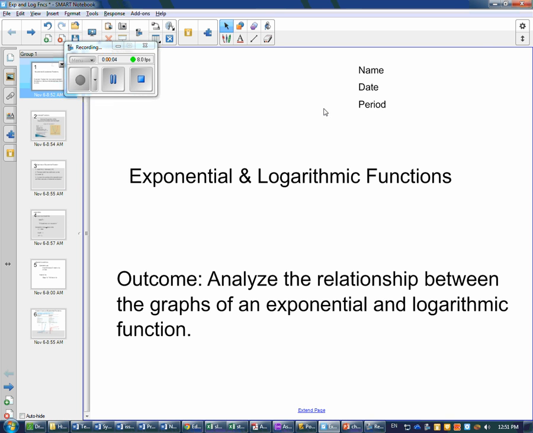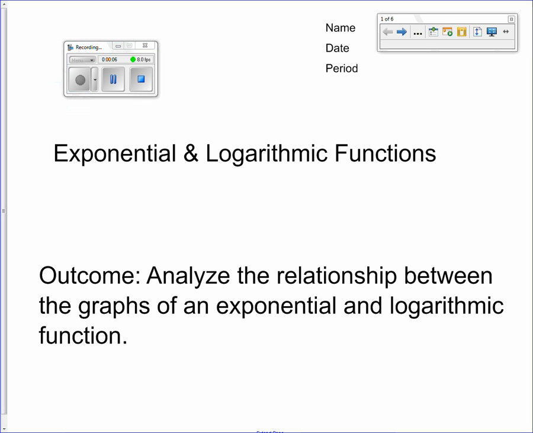The title of this note is Exponential and Logarithmic Functions. Make sure your name, date, and class period is in the top right corner. And the outcome is to analyze the relationship between the graphs of an exponential and a logarithmic function.